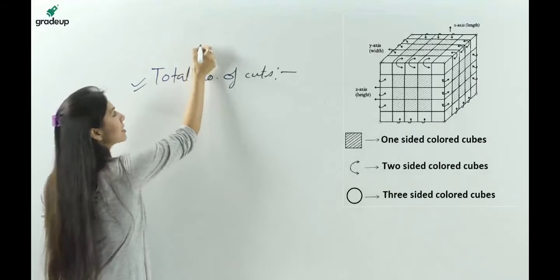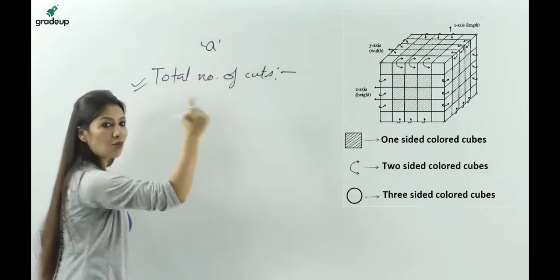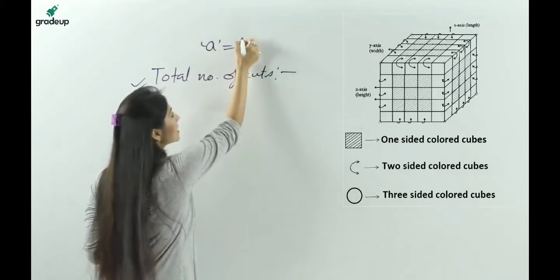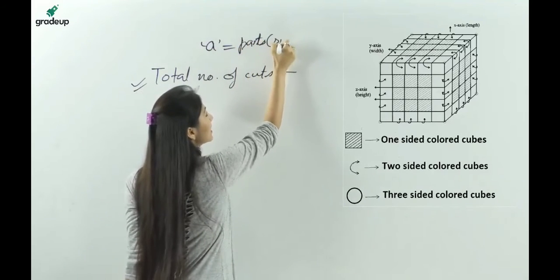But right now I'm writing one value, denoting it with the help of A. Now what is this A? This A is equal to the parts in a single axis. Parts in a single axis.